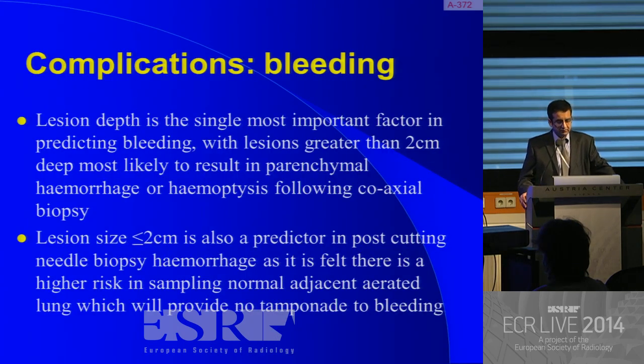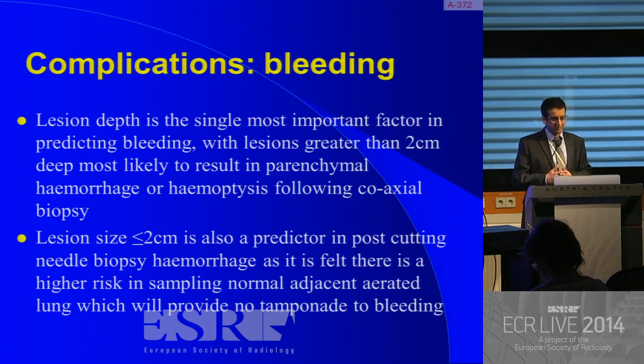For bleeding, the lesion depth, again, is an important factor in predicting bleeding. This time, lesions greater than 2 centimeters deep result in a higher risk of parenchymal hemorrhage or hemoptysis, because most of the vessels or the larger size vessels are more central than peripheral. Lesion size, even lesions that are smaller than 2 centimeters, they've shown to be a predictor because you're more likely to cut across normal adjacent aerated lung, and therefore you'll have a higher risk of bleeding.